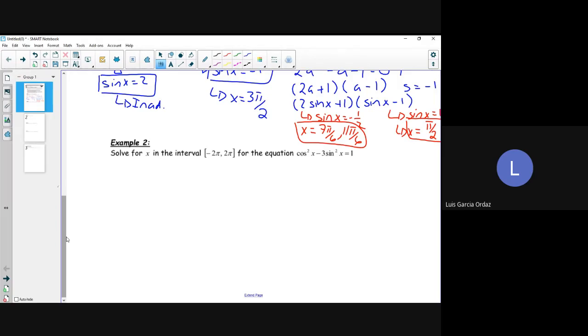Remember, when it comes to the unit circle, we have x and y coordinates. Remember, our x is cos and our y is sine.